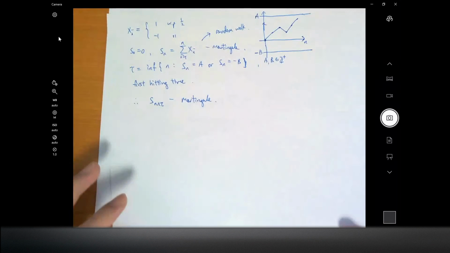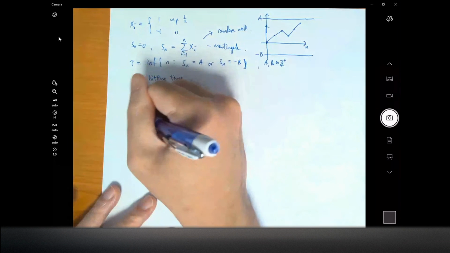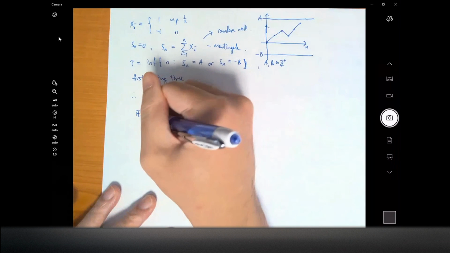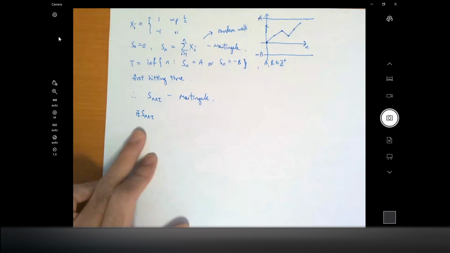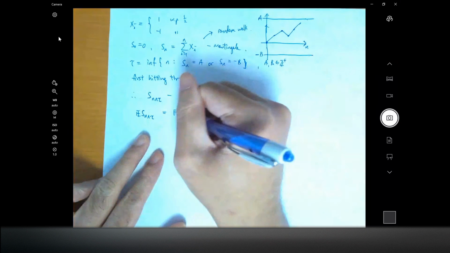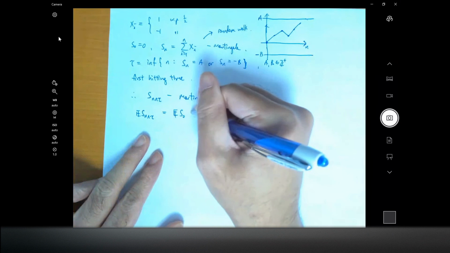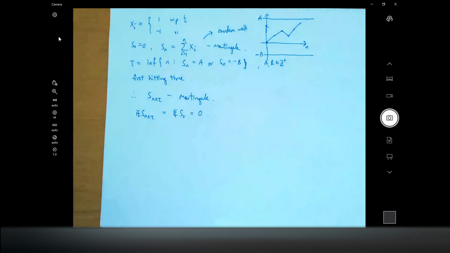Since this is a martingale, that means my expectation of S at the minimum of n and tau is nothing but the expectation of S0, which we defined to be equal to 0.